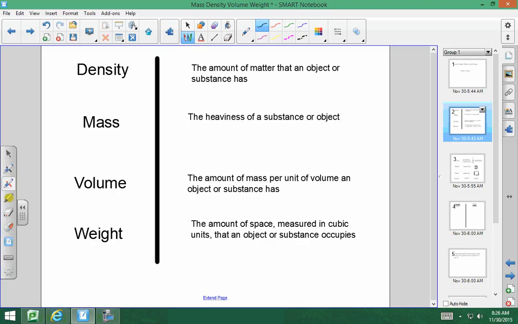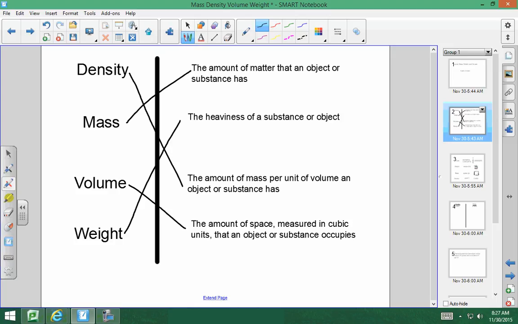The amount of matter that an object or substance has is the mass. On to the second one. The heaviness of a substance or object is the weight. To the third one, the amount of mass per unit of volume an object or substance has is the density of that subject. And finally, the amount of space measured in cubic units that an object or substance occupies is the volume.